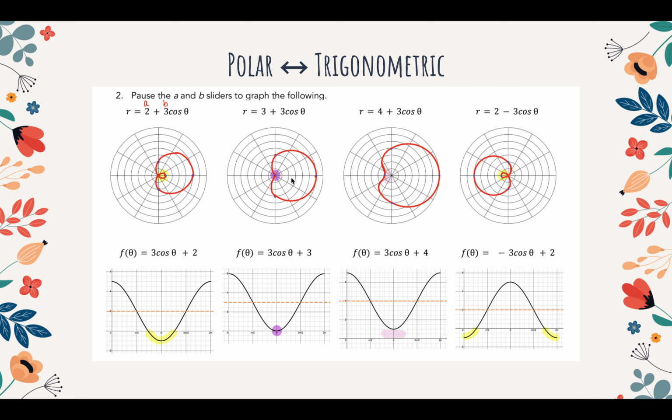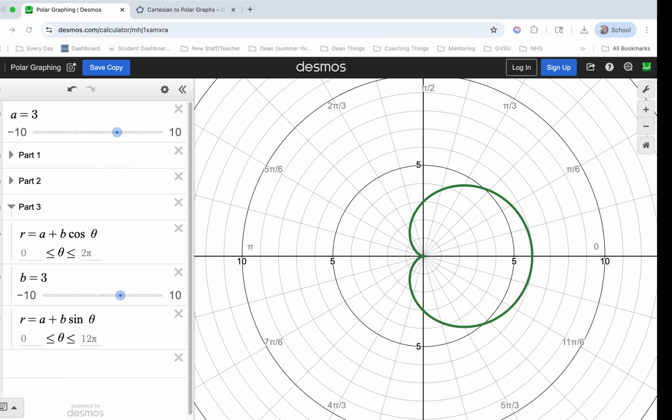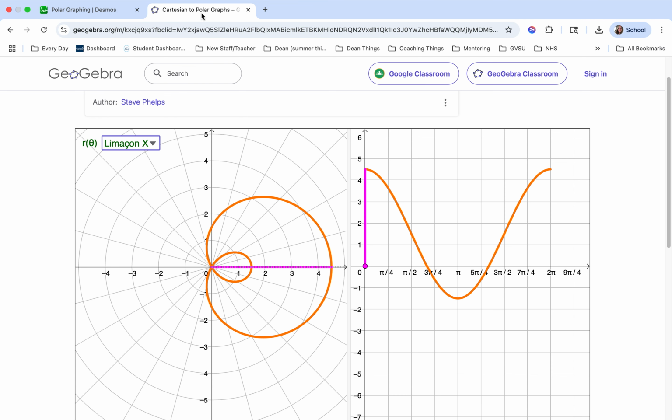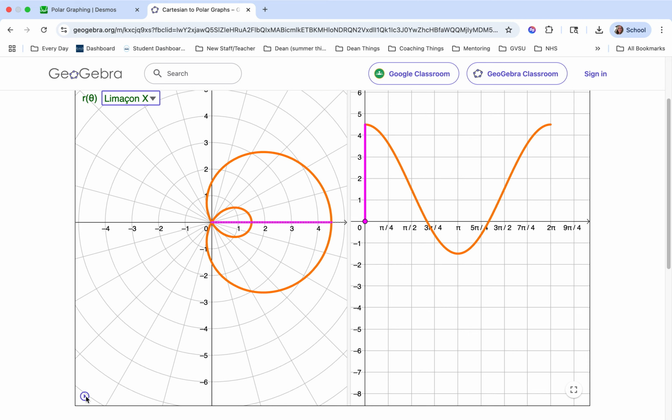And so I want to show you another application that I have. So I'm going to slide back over. And this is a GeoGebra one. I want to show you what happens. So this is one with an inner loop, and I'm going to push play. And we can see where our graphs correspond to each other.